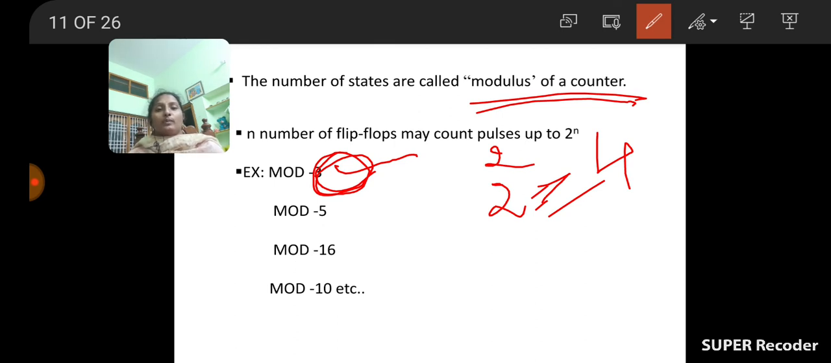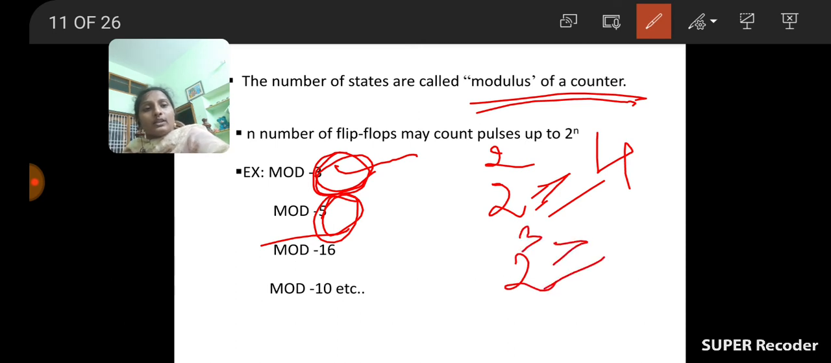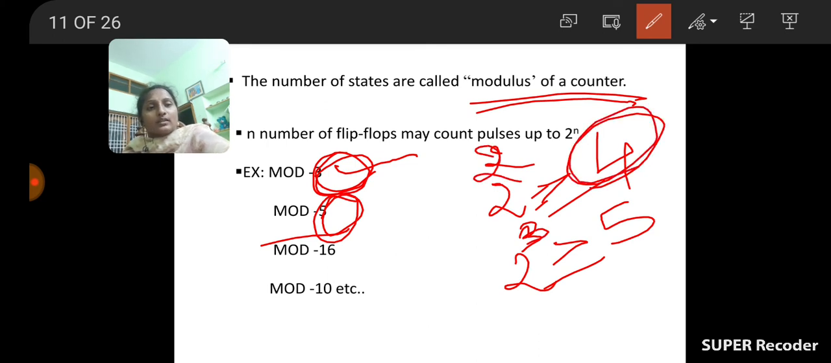And for mod 5, modulus 5 means the circuit is able to count 5 clock pulses. So to count 5 clock pulses, how many flip-flops does it require? 3. If it has 2, it is only able to count 4 states. But with 2 to the power of 3, the circuit is able to count 5 states.